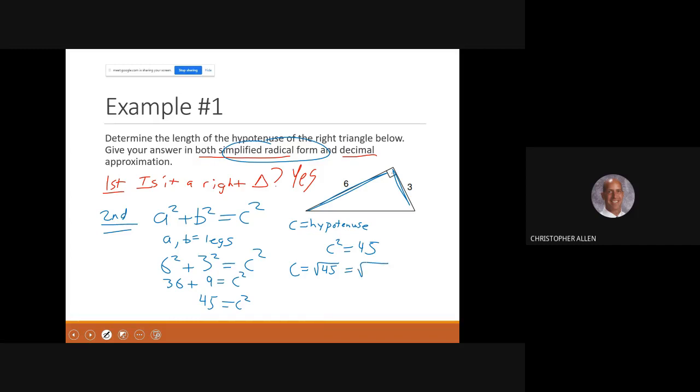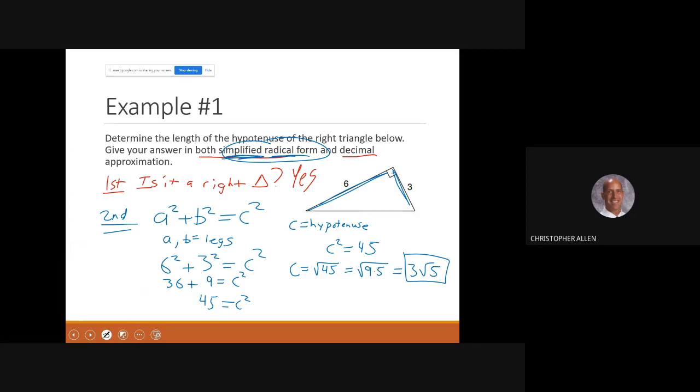By the way, the square root of 45 is the same thing as the square root of 9 times 5. Did you guys know that 9 times 5 is 45? I hope you did. By the way, what's the square root of 9? So the simplified radical form is 3 radical 5. So there's our first answer.